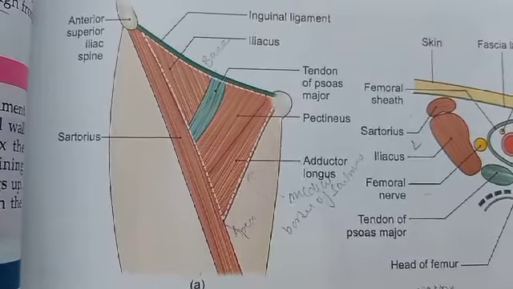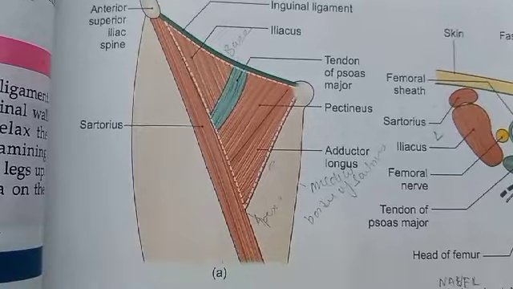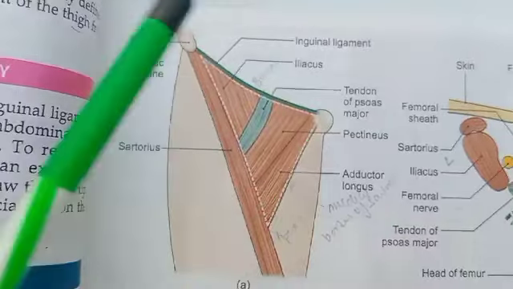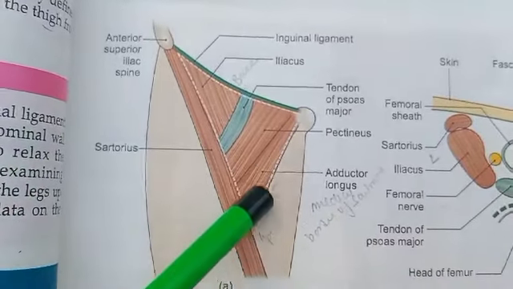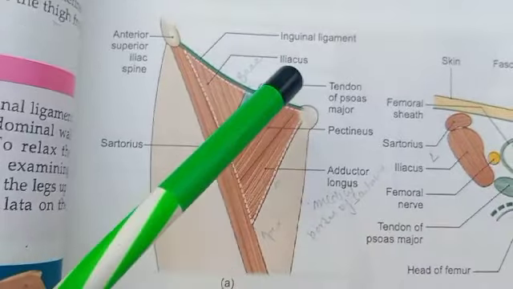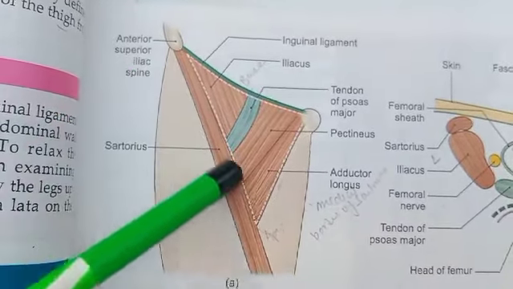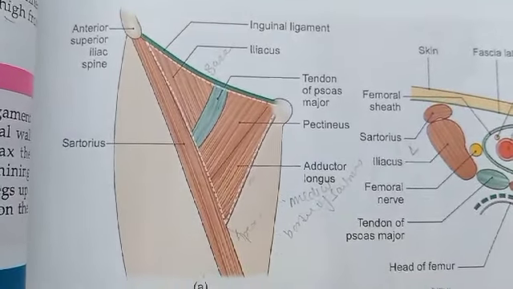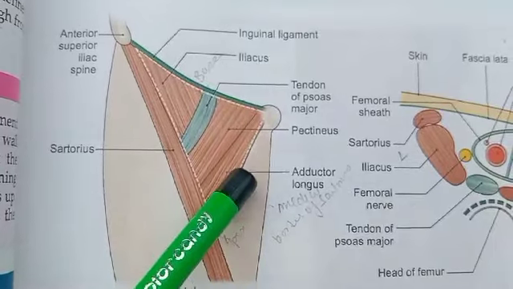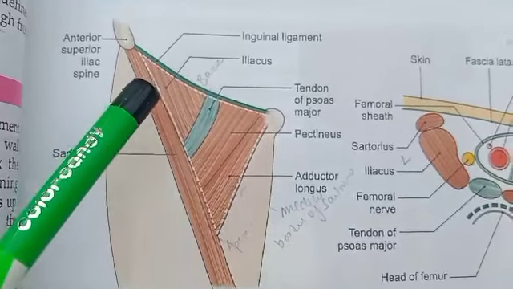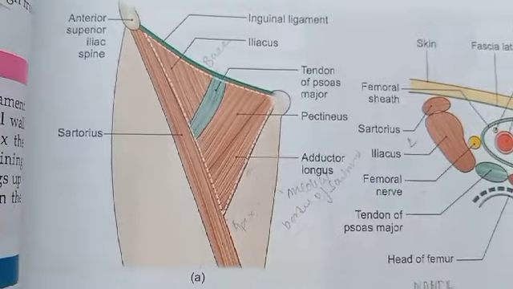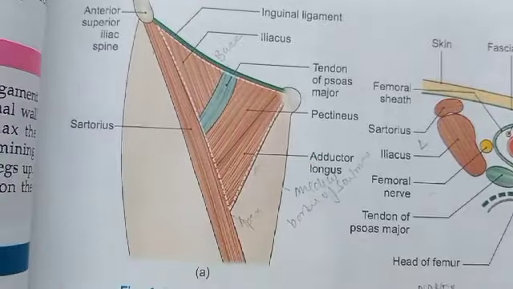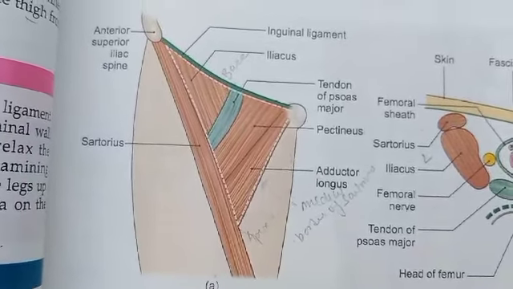Let's see the diagrammatic representation of the femoral triangle. Now here, this is the base which is formed by the inguinal ligament, and the apex is formed by the intersection of the two muscles. Medially there is adductor longus and laterally there is sartorius. Here, the floor of the femoral triangle is made by four muscles. Medially there is adductor longus and pectineus, and laterally there is iliacus and psoas major. There is the tendon of psoas major. The roof is formed by skin, superficial fascia, and the deep fascia.